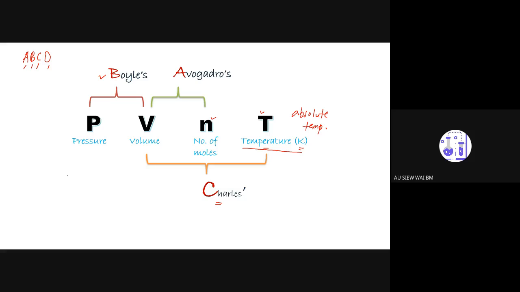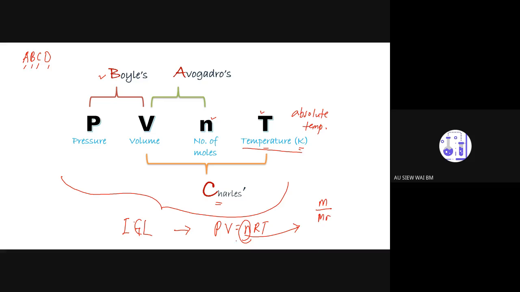Okay? And we combine all three laws, and they form the ideal gas law. So the ideal gas law is PV = nRT. Because of the number of moles n, we can replace it with mass over molar mass, so the equation becomes PV = (m/Mr)RT. And we rearrange the equation. With this we can find the molar mass Mr and also the density. So we can modify the equation to get the molar mass and the density of the gases.